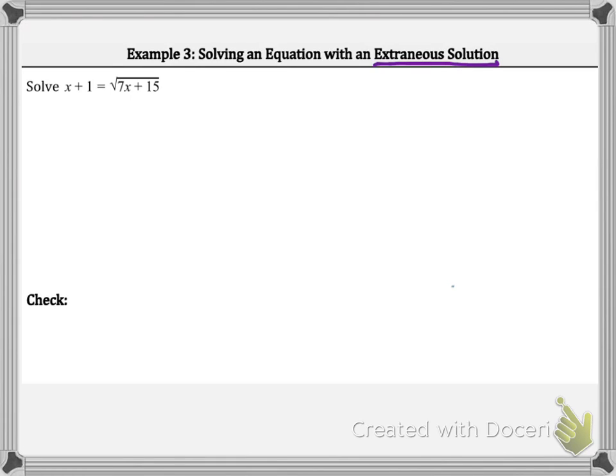So let's try this example here. We have x plus 1 equals the square root of 7x plus 15. Now I really can't move anything around. I have the radical isolated already, so really the only thing I can do is to square both sides. So this is a binomial squared. So this is x squared plus 2x plus 1 equals, on the right side, 7x plus 15.